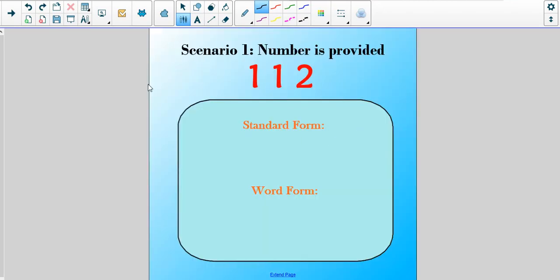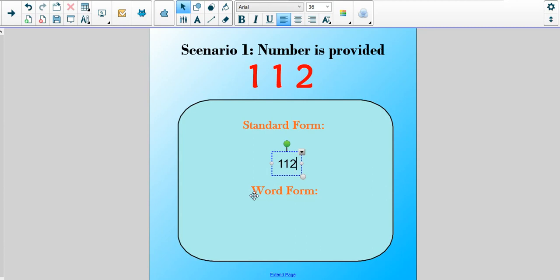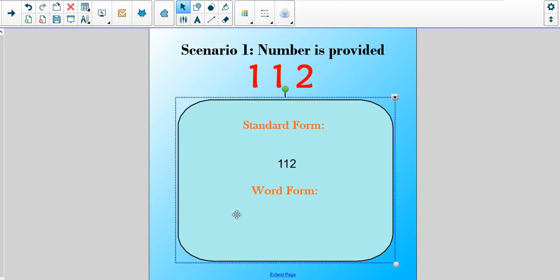The cubes are used to represent 2 ones. Let's go into our lesson with the first scenario, where the number is provided, and our number is 112. The standard form for 112 is the same as the number 112. The word form is writing the number using words, so let's write down the words for 112.